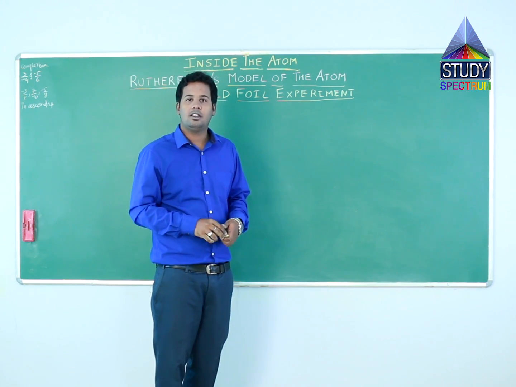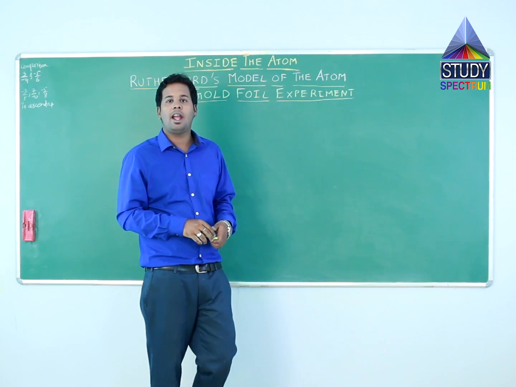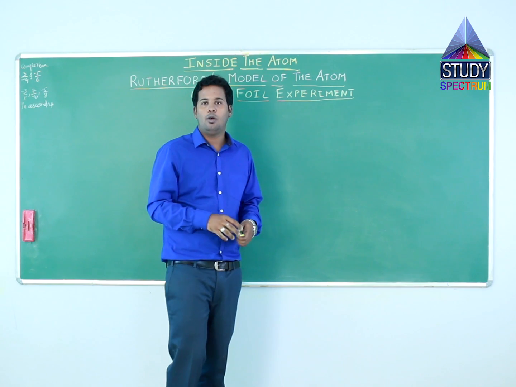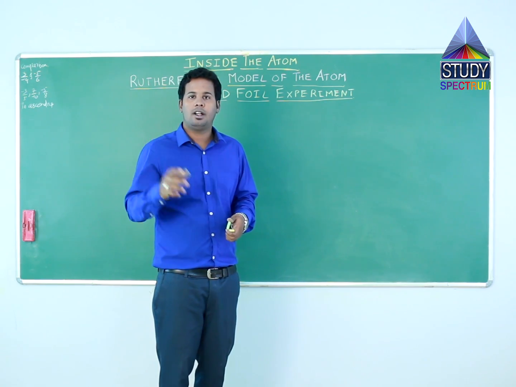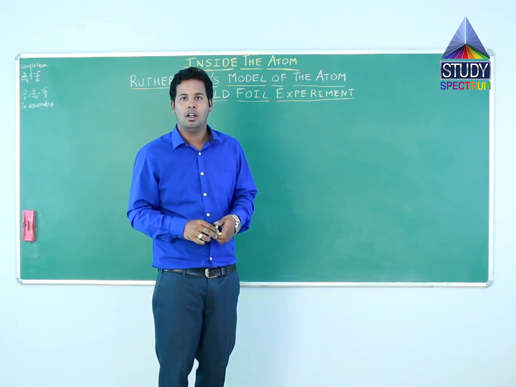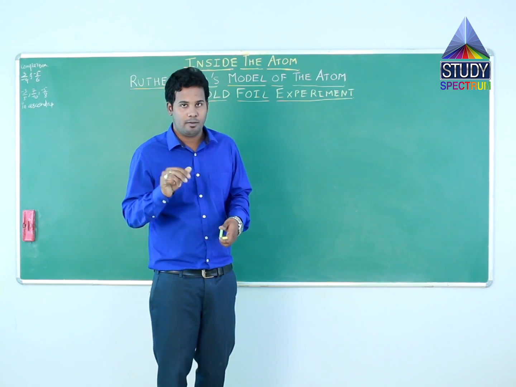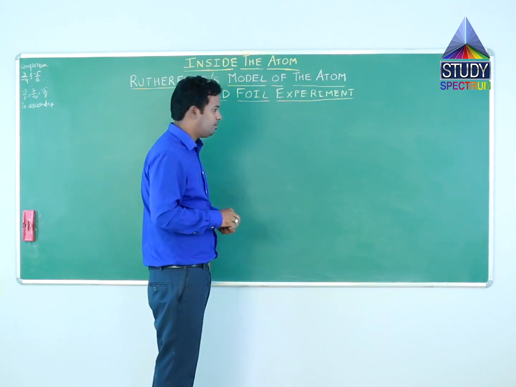The second reason is gold is one of the least reactive metals. If you go for mining, gold is one of the metals which is found in pure state or native state. Most of the other metals are found in combined state with different elements. Gold is one of the least reactive metals. Okay. Now, what was his setup?